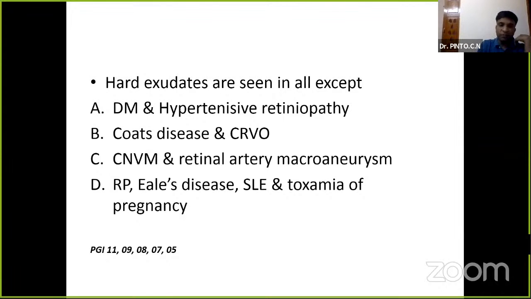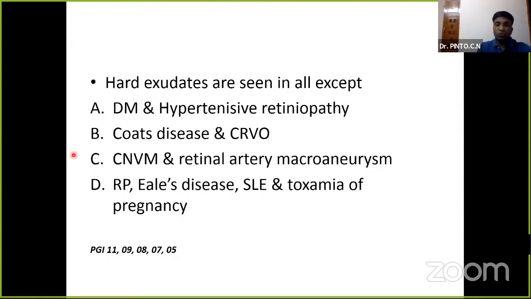This question was asked in PGI Chandigarh. Okay. So hard exudates are definitely seen in diabetes and hypertension. Coats disease, yes, because there are abnormal tortuous vessels. In CRVO also we do see hard exudates. CNVM, yes, of course, there are new vessels, and retinal macroaneurysms which are leaky will cause hard exudates.